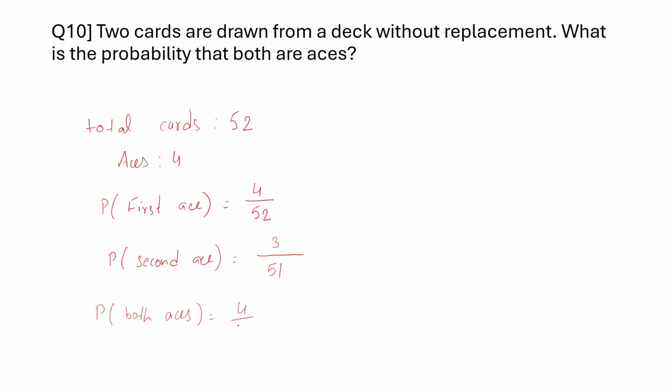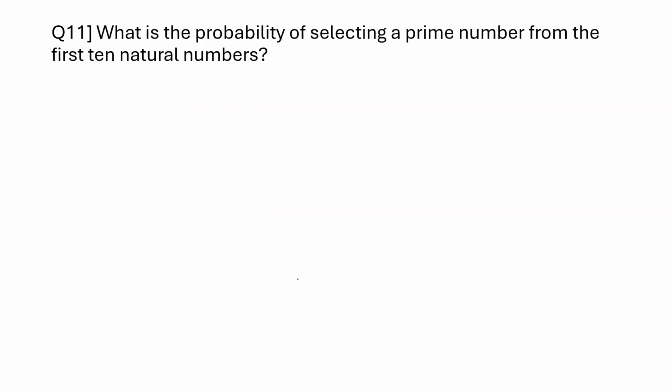It is 4 by 52 into 3 by 51. This is the final answer. We want consecutive aces: we are drawing 2 cards from a deck, the first is an ace, and then we pick another draw, and that is also an ace. Initially you have 4 aces and 52 cards. Once you pick one card, you are left with 51 cards and only 3 aces, right? So in the first go, your probability would be 4 by 52. In the second go, your probability is 3 by 51. And because it is a consecutive event, you have to take the product.